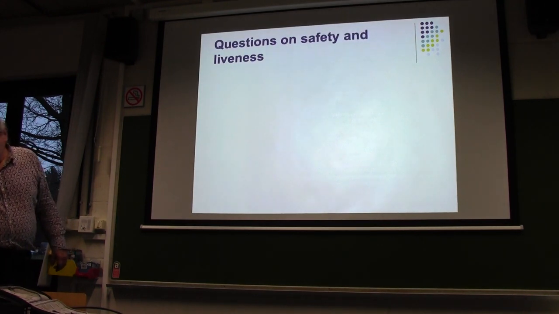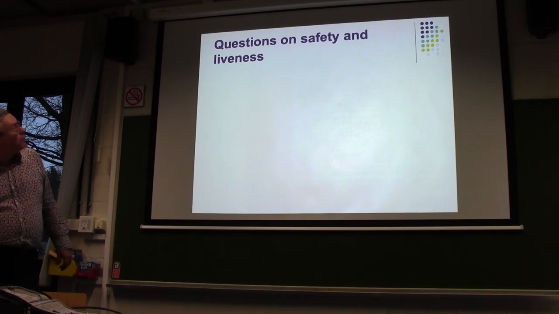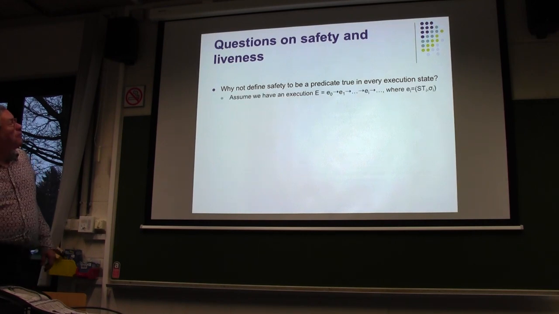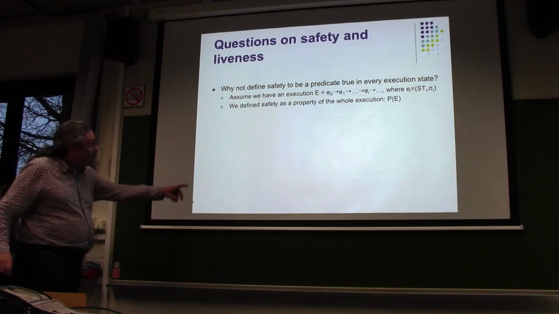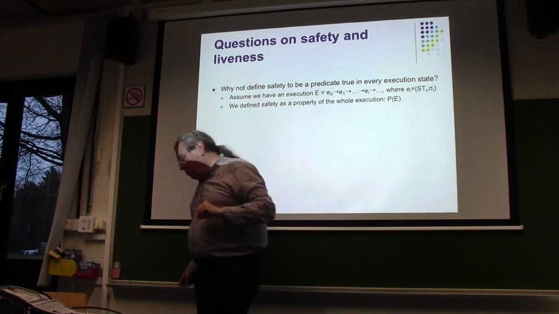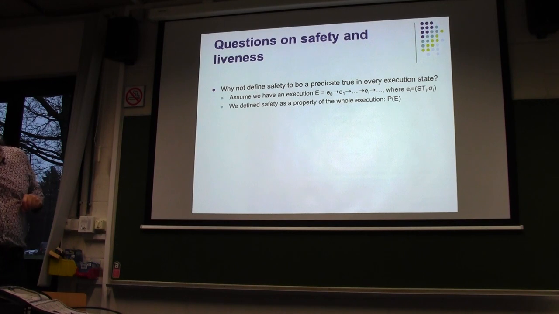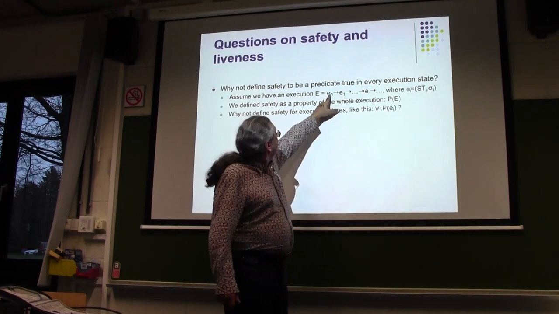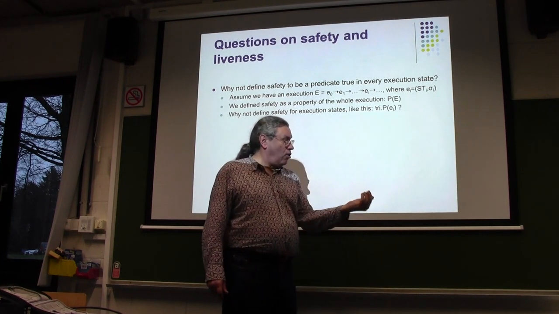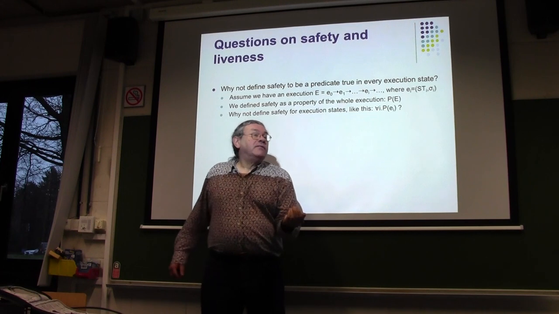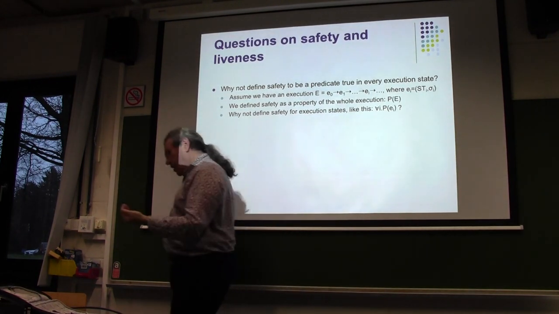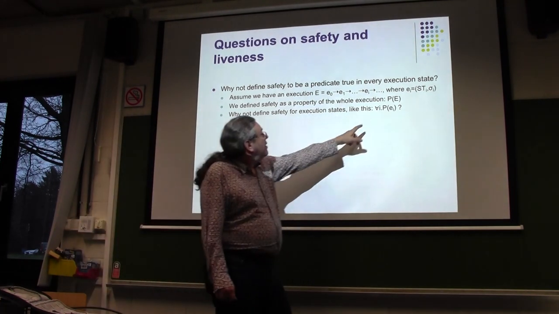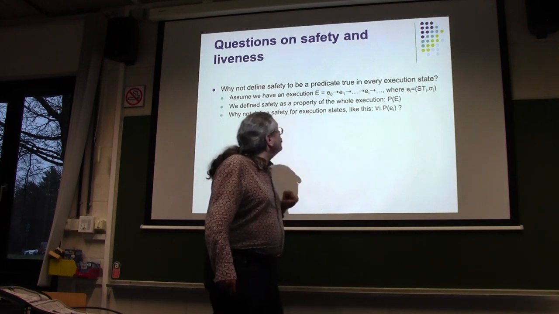Now, to get your brains working a little bit, let me ask a couple of questions. There's a different way of defining safety. We defined safety as a property of the whole execution, but that's not the only way you can define safety. You could define it like this: every execution state is safe. So for example, I'm holding an egg, so I could say, in each state, the egg is not broken. That would be another way of defining that particular safety property, instead of saying that the egg is never broken in the execution.